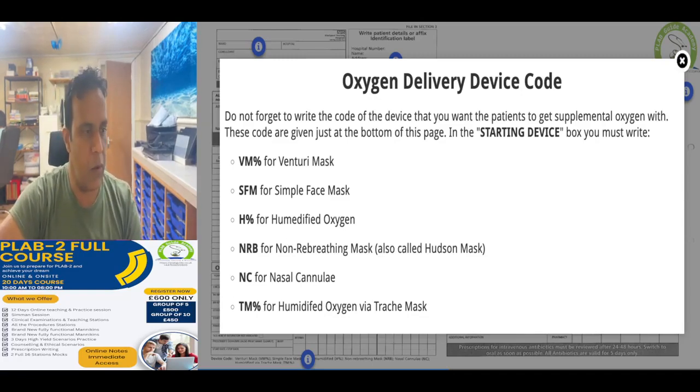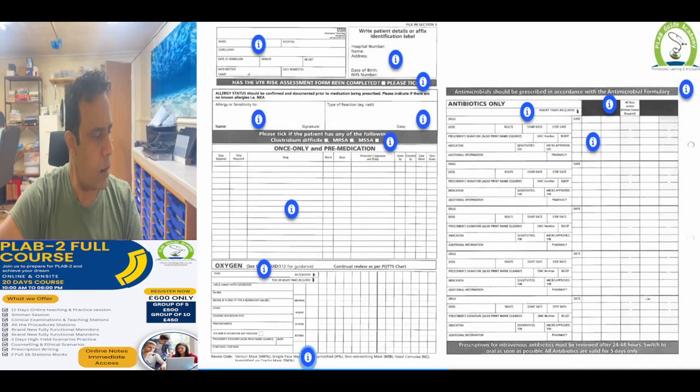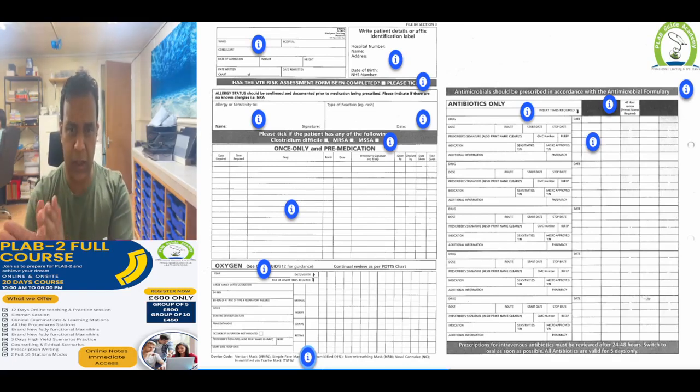So you have all those device codes for the oxygen delivery device. So you can write, if you see in here, just head towards the bottom, you can write the name of the devices. Now go next to the next page is the antibiotics page.